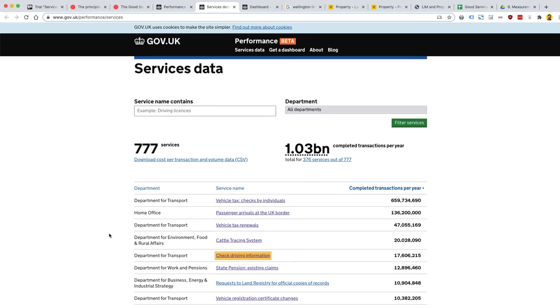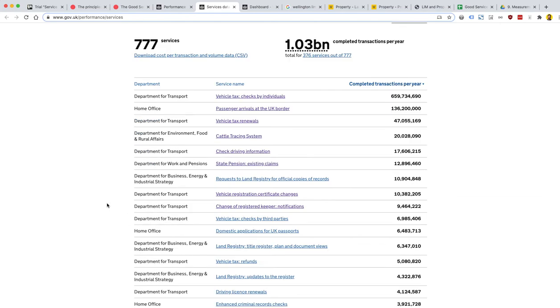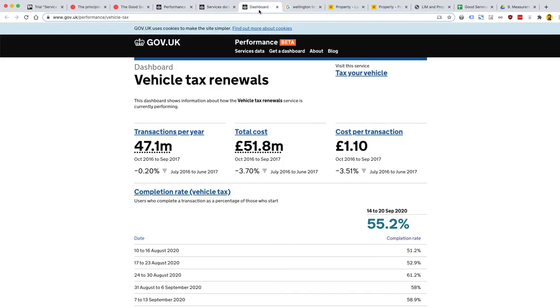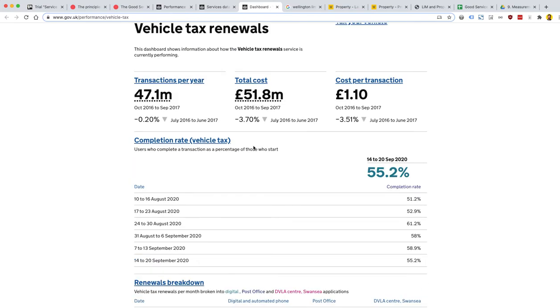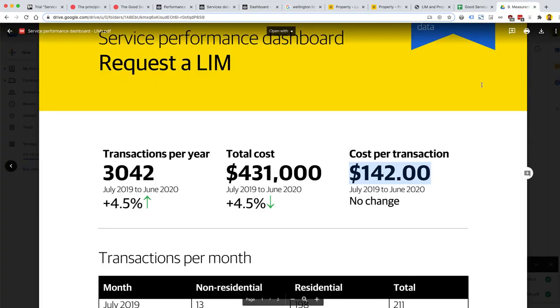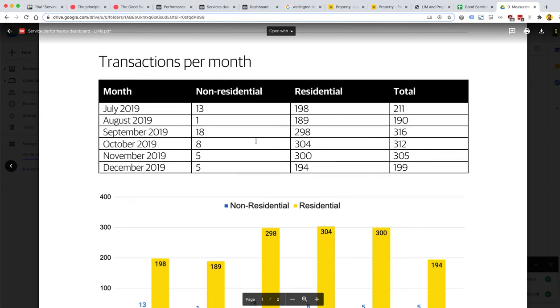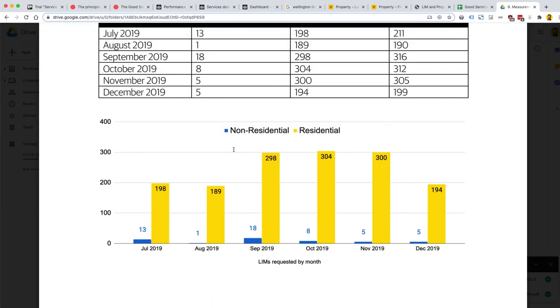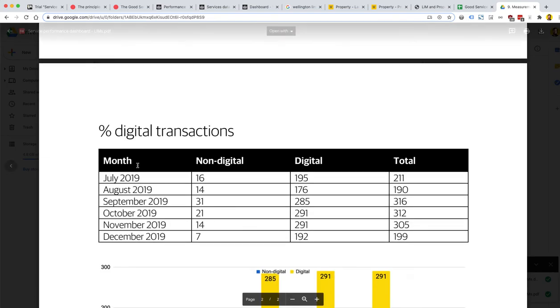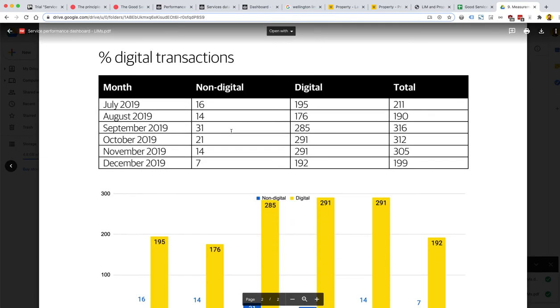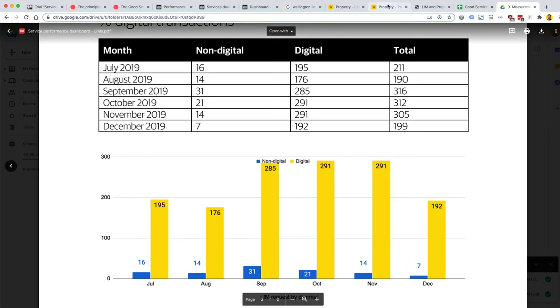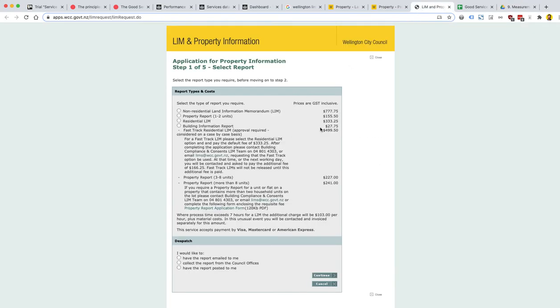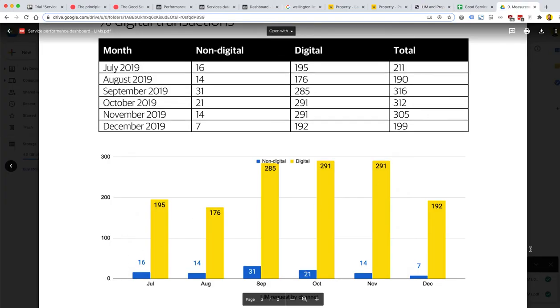If we go back here, you can see that's actually what they do at gov.uk. You can browse through all the different services and see this pattern I've stolen here. And then we go down, so transactions per month, you can see those over time. You can see that the lion's share is residential versus non-residential. Percentage of digital transactions, so LIMs Online, this thing here: there are non-digital ways of requesting a LIM, but you can see here that the majority of LIMs are done via digital channels.